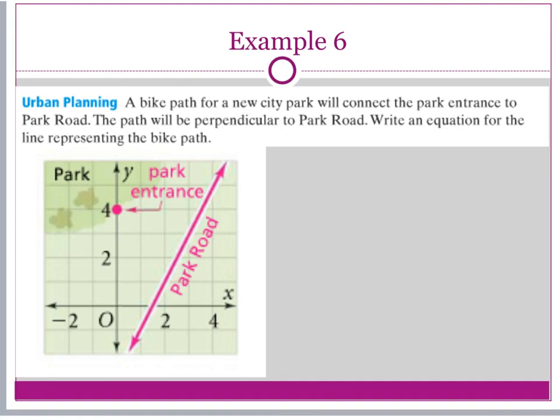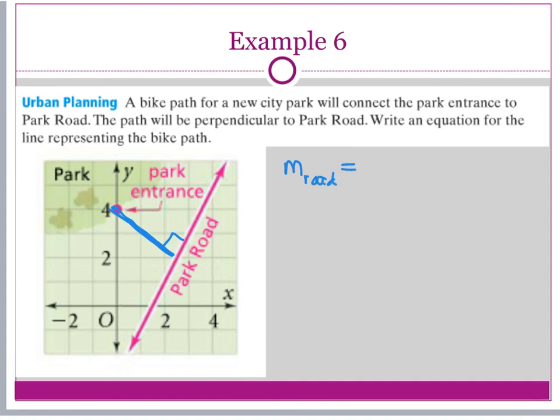We want to write an equation for the line representing the bike path. So ultimately what they're going to be doing is they're going to be connecting our park entrance, which is here, and making it perpendicular to this line right here, which is the park road. And they want to know what the equation is for that. So the first thing we have to do is find the equation, or at a very minimum, the slope of the park road. So I'm going to put the slope of the road.